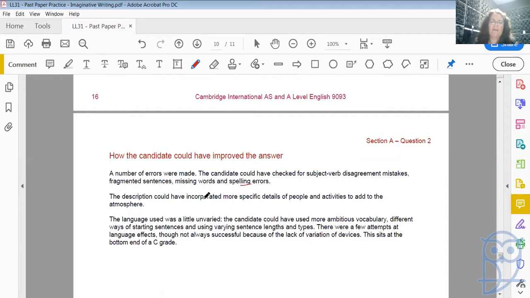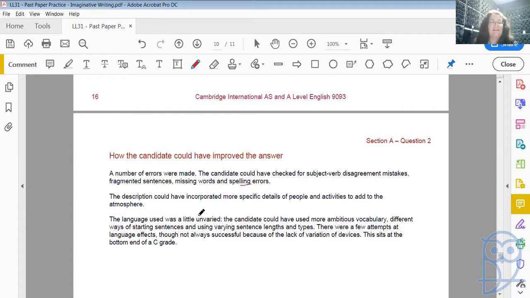The description could have incorporated more specific details of people and activities to add to the atmosphere. And this is what I was trying to say about Anne Frank's house. Yes, it's from the outside, it's described as being sandwiched between some buildings, but then the inside is completely, nothing is portrayed, nothing is evoked. And remember, with descriptive language, you want to create an atmosphere, you want to create a mood. Even if they'd explored how depressing and dark and suffocating, something like that would have added to that mood of this descriptive piece. A bit too factual, or should I say too superficial in parts.